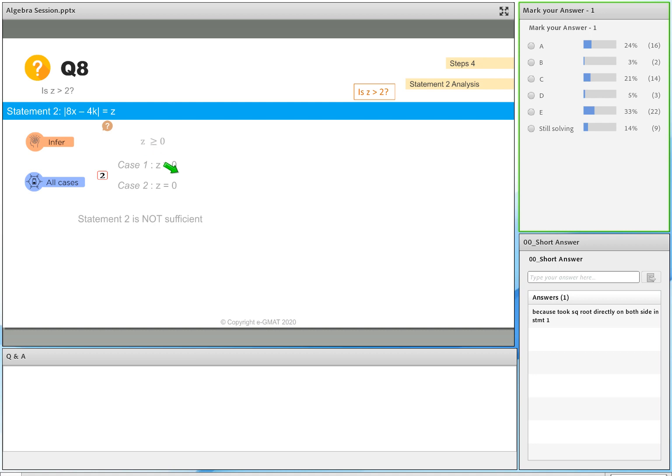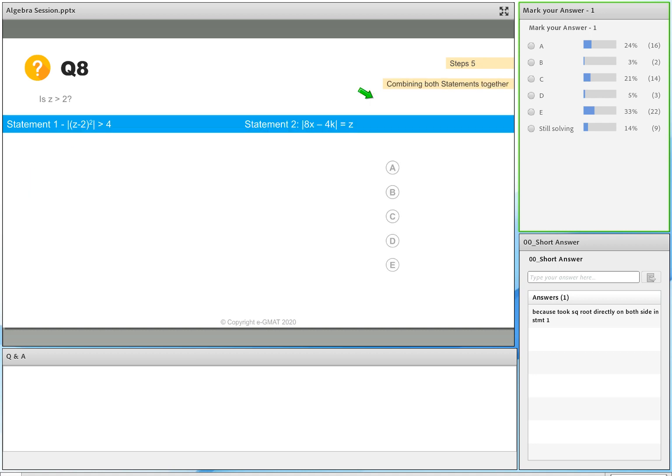One, z is greater than 0 or equal to 0. In any case, I still am not sure whether it is greater than 2. So statement 2 was easy to reject. Statement 2 is insufficient. Now here, let's get the two statements together.